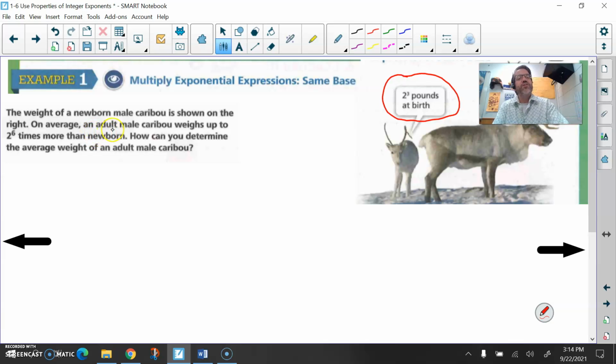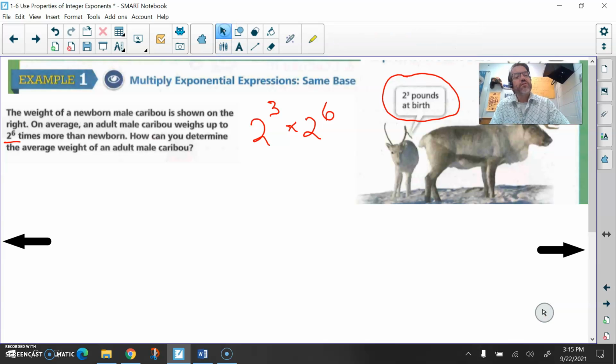On average, an adult male caribou weighs up to 2 to the 6th times more than a newborn. How can you determine the average weight of an adult male caribou? Well, what you could do is take its birth weight, 2 to the 3rd, and then multiply that by 2 to the 6th. Okay? And that would give you the average weight of an adult male caribou.